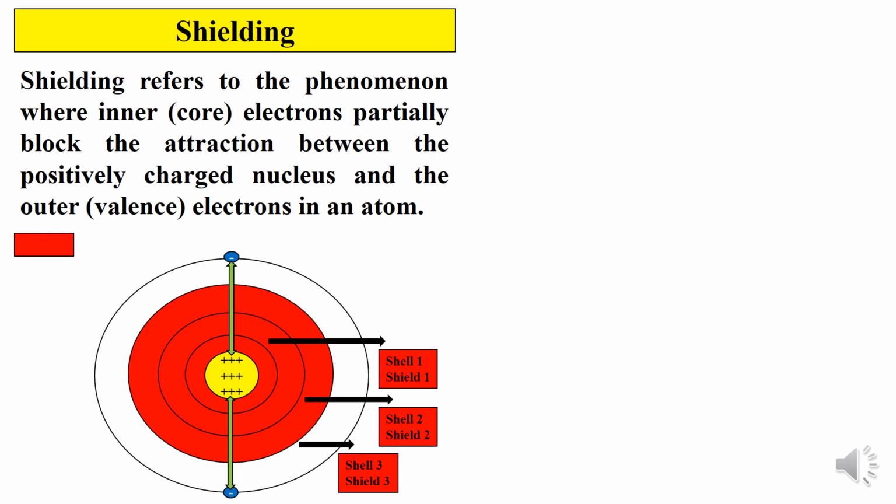I have color coded the core electrons in red and valence electrons in blue, and the double-headed arrow refers to the electrostatic force of attraction between the positively charged protons present in the nucleus of the atom and the valence electrons present in the outermost shell of the respective atom.